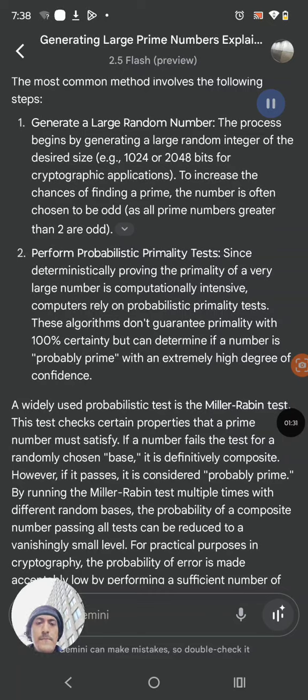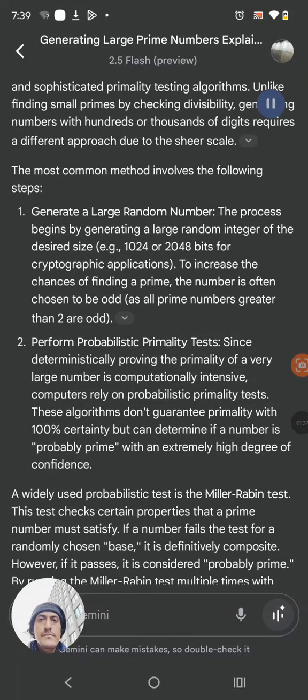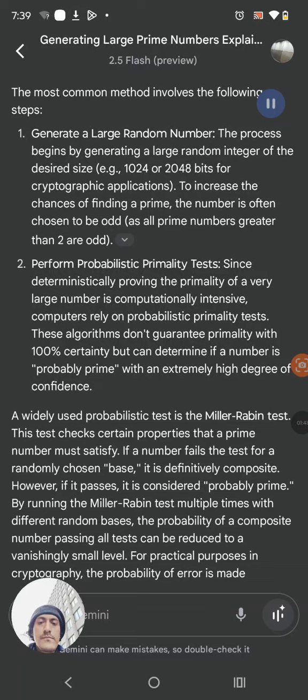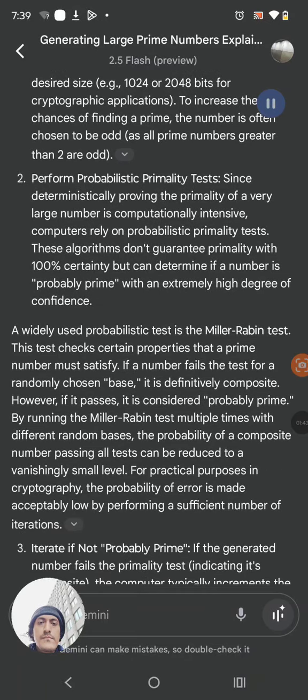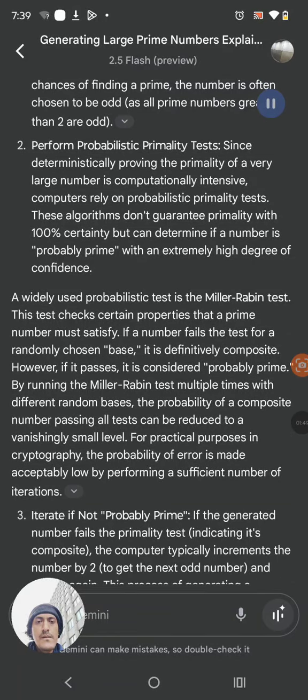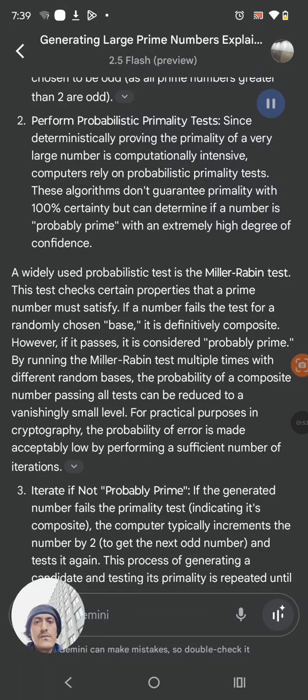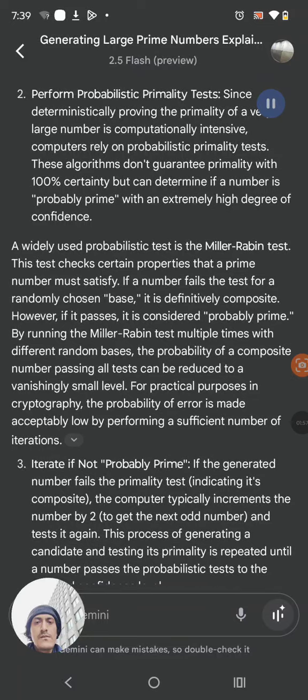probabilistic primality tests. These algorithms don't guarantee primality with 100% certainty, but can determine if a number is probably prime with an extremely high degree of confidence. A widely used probabilistic test is the Miller-Rabin test. This test checks certain properties that a prime number must satisfy. If a number fails the test for a randomly chosen base, it is definitively composite. However, if it passes, it is considered probably prime.